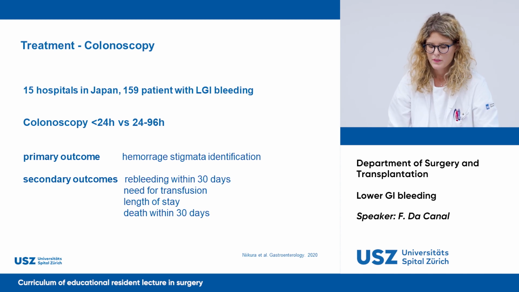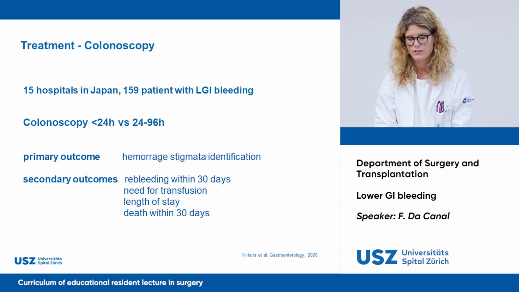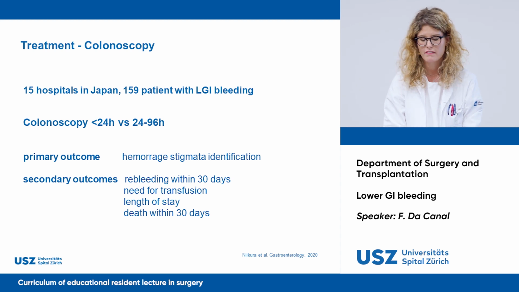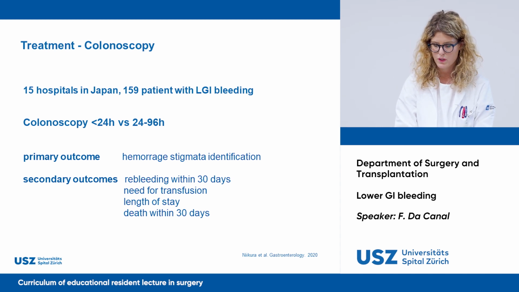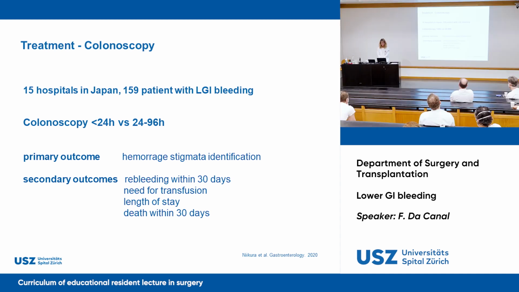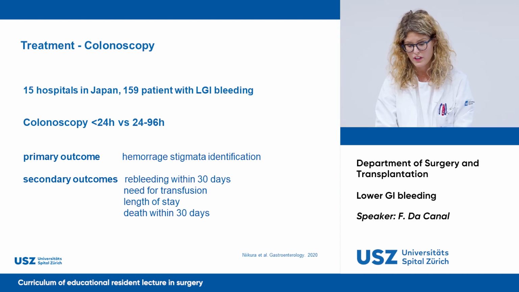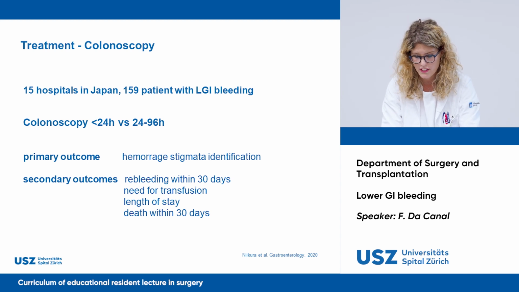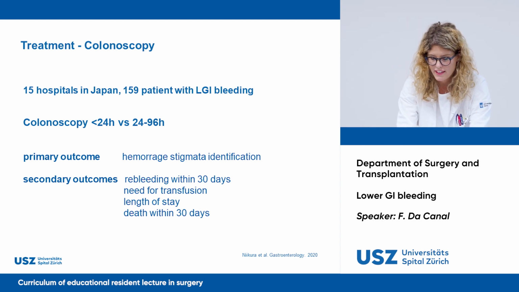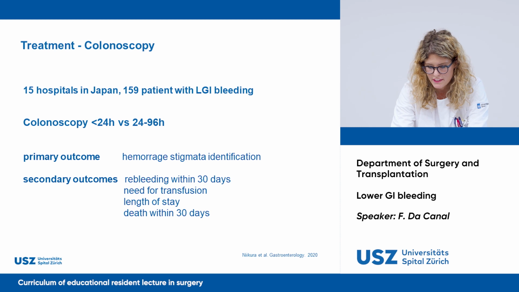That concept has been confirmed in the study of Niikura et al. from 2020. That's a randomized controlled study between 15 hospitals in Japan of 159 patients, who were assigned to two different groups. One underwent early colonoscopy within 24 hours from the initial visit to the hospital, and the other underwent elective colonoscopy. The primary outcome was identification of stigmata of recent hemorrhage, and the secondary outcomes were rebleeding, hospitalization, and 30-day mortality rate.